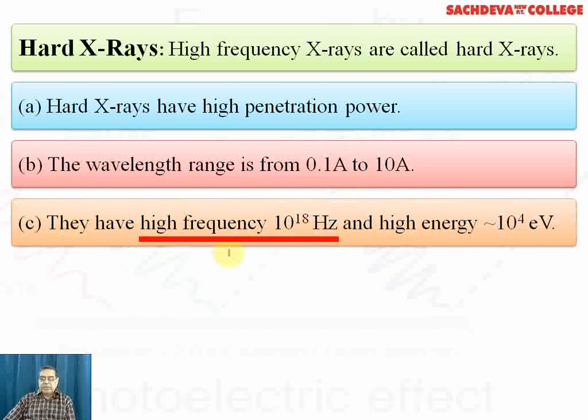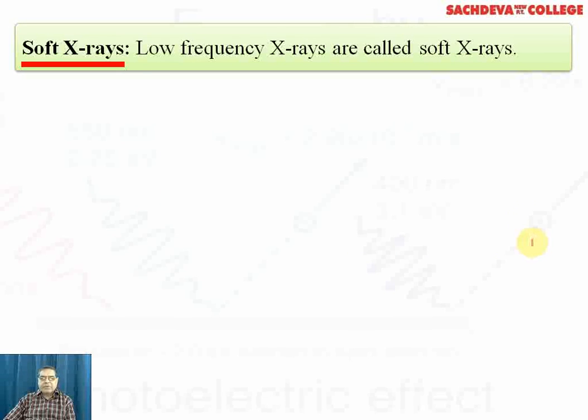They have a high frequency, 10 to the power 18 hertz. However, the maximum limit is slightly less than 10 to the power 19 hertz. And high energy is about 10,000 electron volts. Soft X-rays are called the low frequency X-rays, normally 10 to the power 18 hertz, and they are used for radiography.